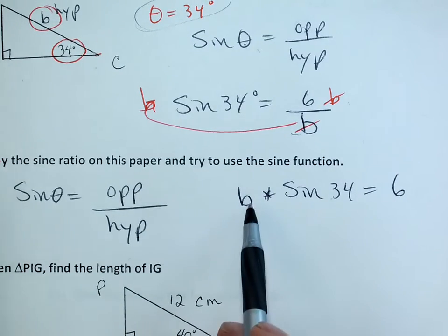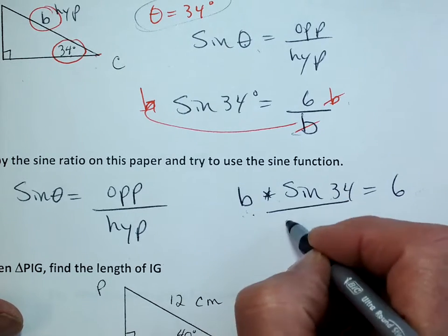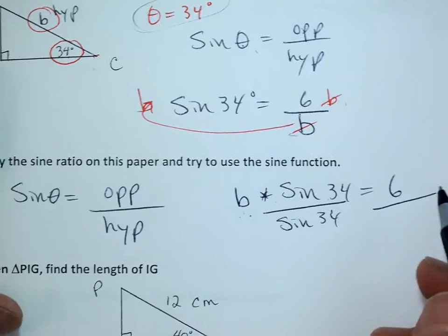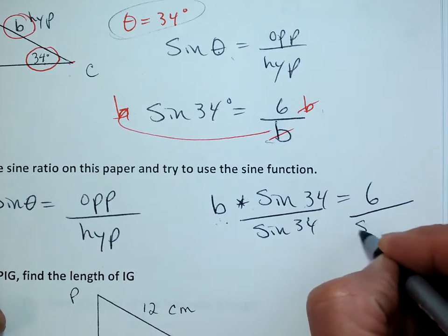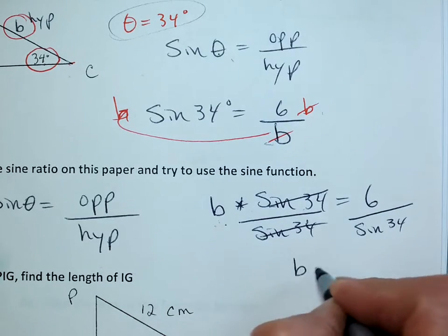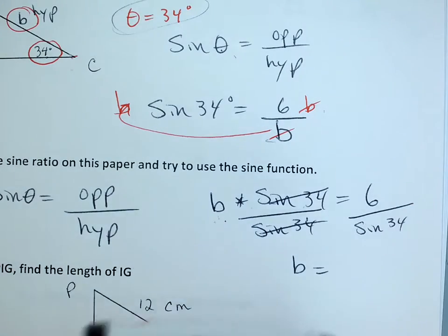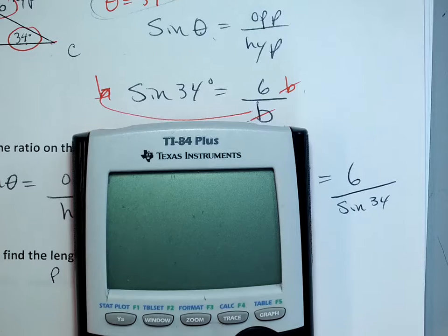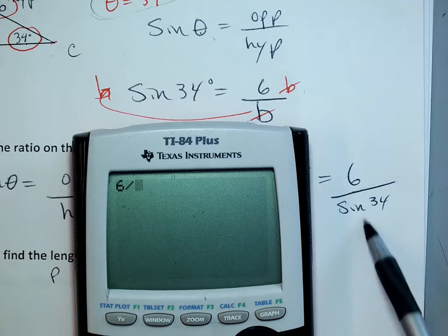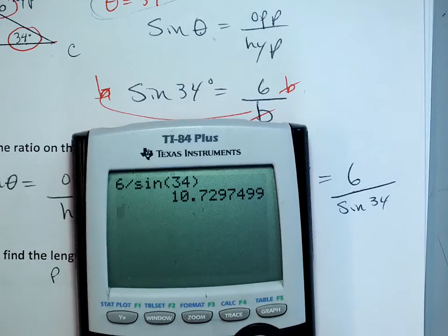We always do the opposite. So instead of B times sine of 34, we're going to divide by sine of 34, which is just a number in our calculator, okay? So we divide by sine of 34, divide by sine of 34. And then we get B is equal to, well, we're going to put this in our calculator exactly like this. Make sure you're in degree mode. I'm just going to go 6 divided by sine of 34, and I get an answer of about 10.73.